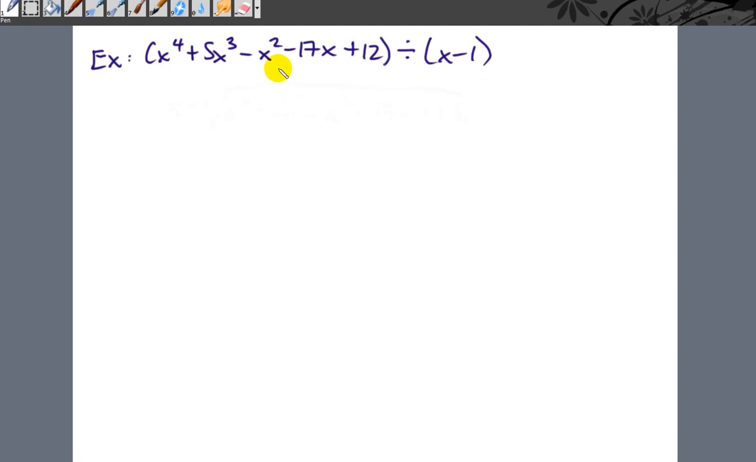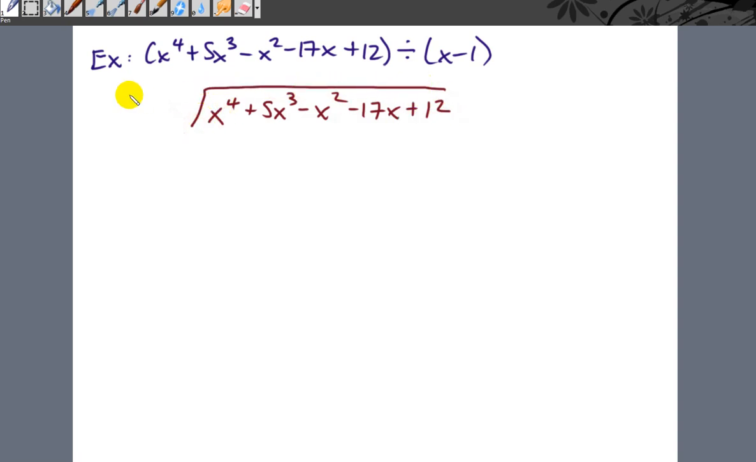Hello. Alright, so the purpose of this video is to kind of show you first how to do this by long division, and then I'll show you again by synthetic division. Okay, so if we do something like this, let's just go ahead and start off. So we have x raised to the 4th plus 5x cubed minus x squared minus 17x plus 12, and then we're going to divide this by x minus 1.